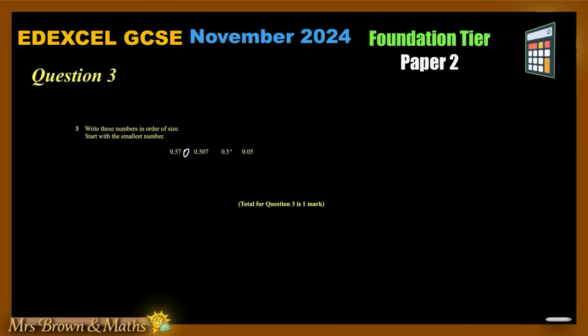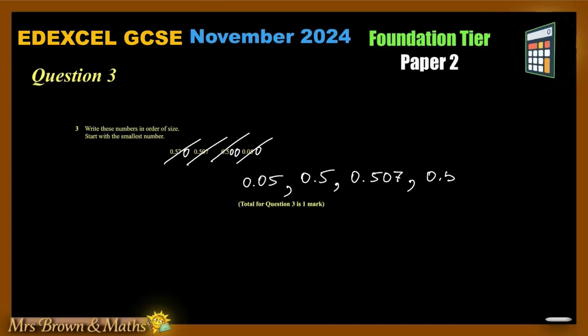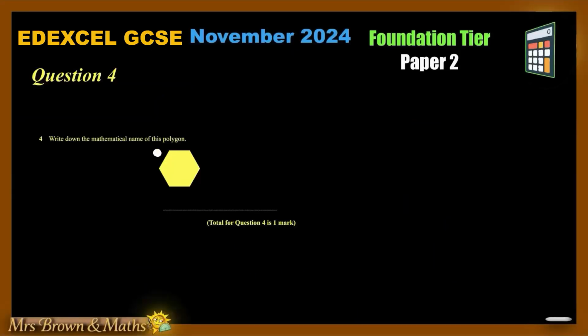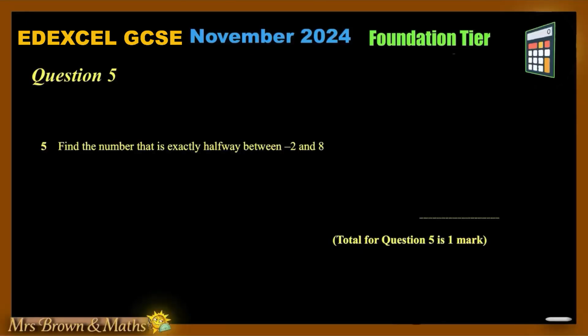Question 3. Order decimals. Smallest first. 0.05, 0.5, 0.507, 0.57. Done. Question 4. Just count the sides. 6 sides, hexagon.